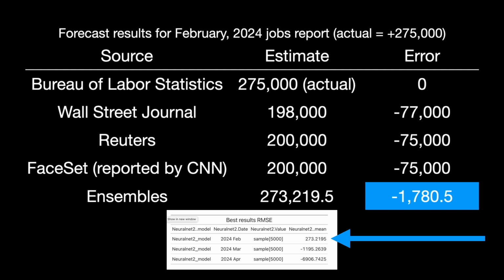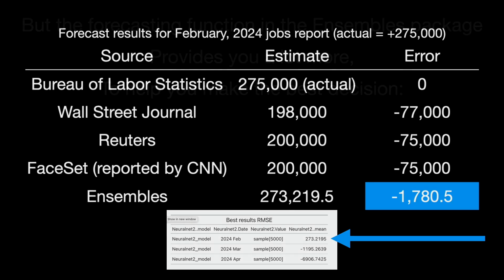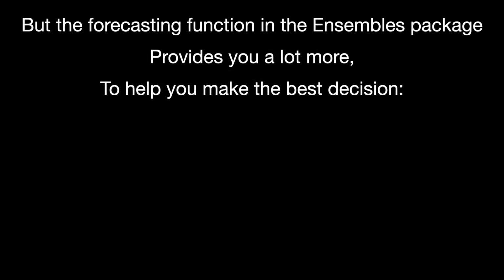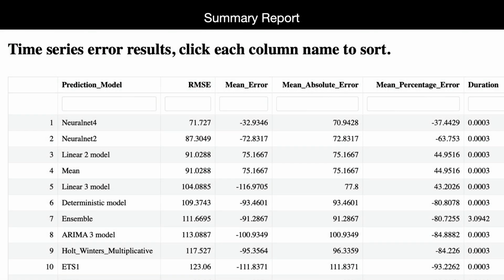What's crazy is the forecasting function in the ensembles package provides you a whole lot more than just these summary results. It will give you everything you need to make the best possible decision. So it will give you a summary report like this, initially sorted by root mean squared error, but you can click on any of those column headings and it'll sort by that, which is nice. And it's a ton of functions. It's not just one, it's a whole bunch of them.